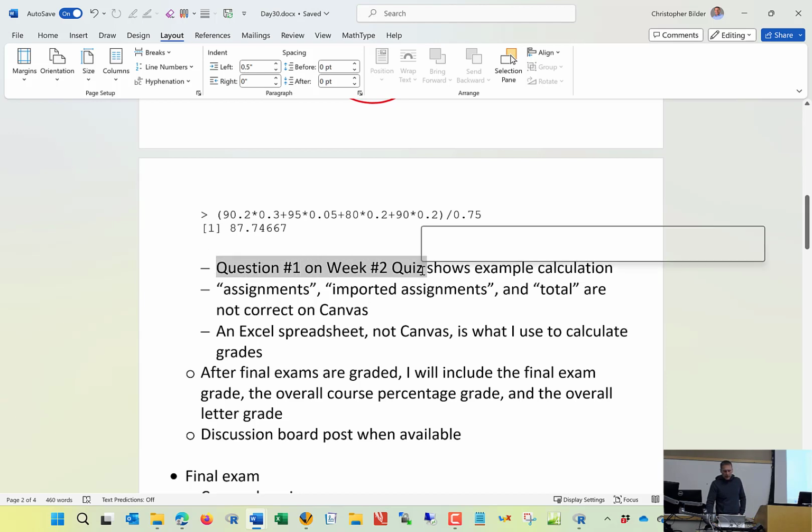Now, if you remember way back early in the semester in the week number 2 quiz, I asked you a question about calculating grades and had you actually do a sample grade calculation. I recommend that you review that if needed, just to see how final grades are actually calculated in this course.